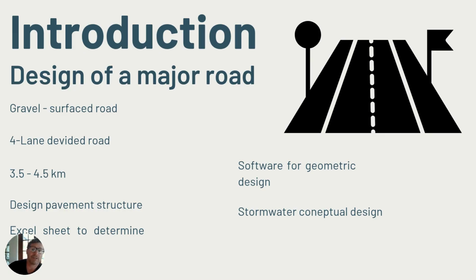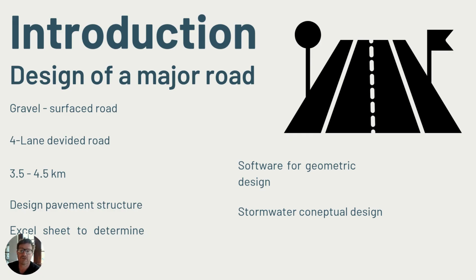It was required to do a conceptual design for the upgrade of a gravel road commonly found in rural areas in South Africa to a 4-lane divided road. The road should be between 3.5 and 4.5 kilometers long and should include the design of the pavement structure as well as the geometric alignment of the road, while considering stormwater drainage along the road.